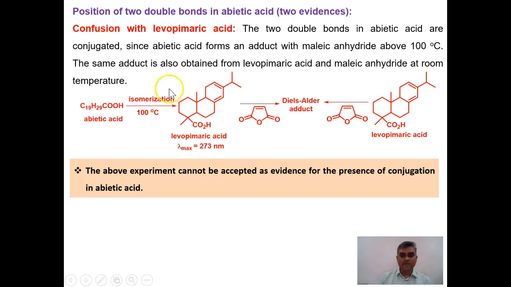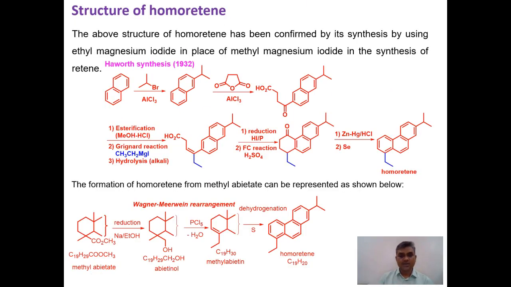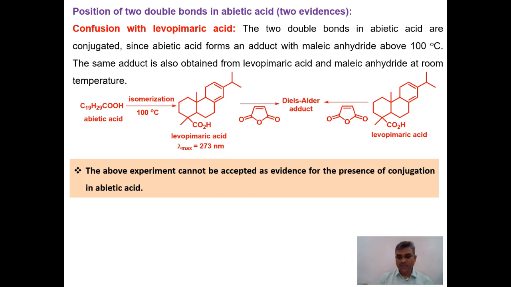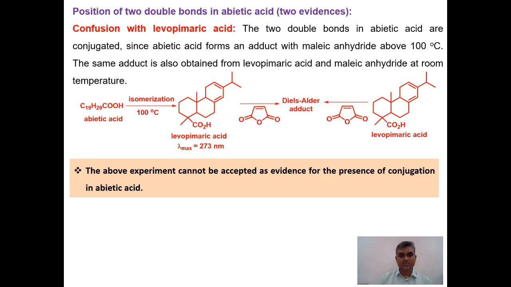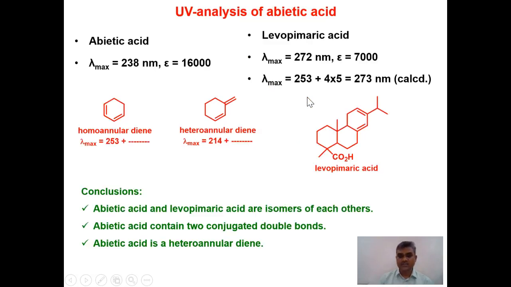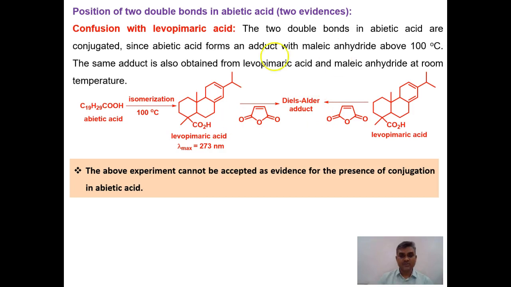Now, after getting the position of the COOH group, in this way we have progressed. We got the position of the angular methyl group as well as the position of the carboxyl group. Now it's time to find out the positions of the two double bonds, and for that we have two evidences. One is the Diels-Alder reaction and the second one is ultraviolet visible spectroscopy.